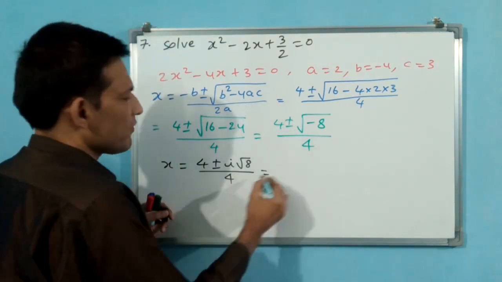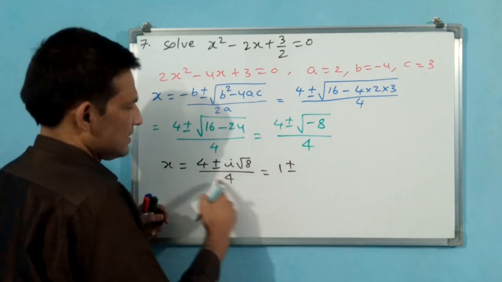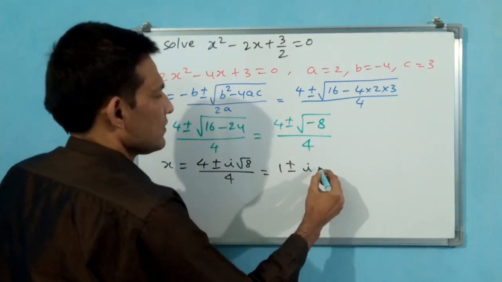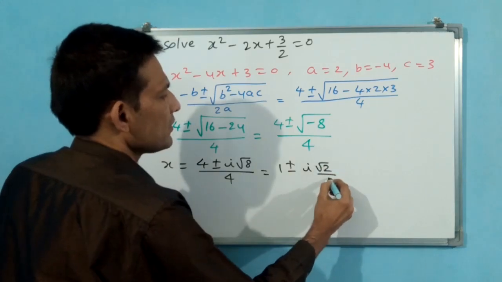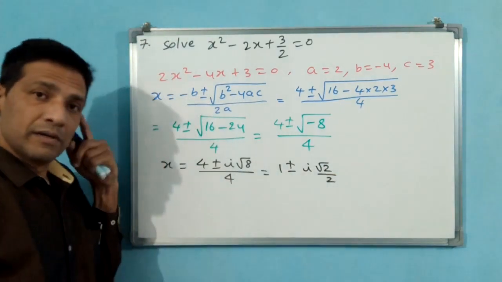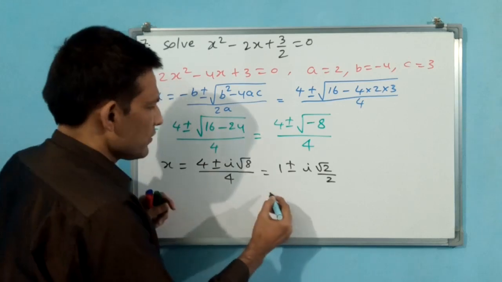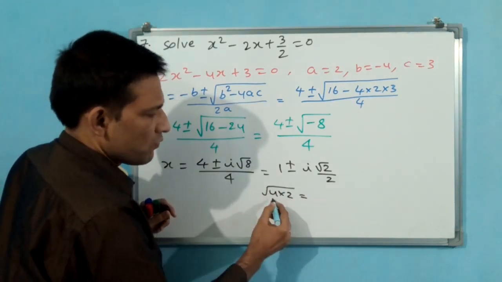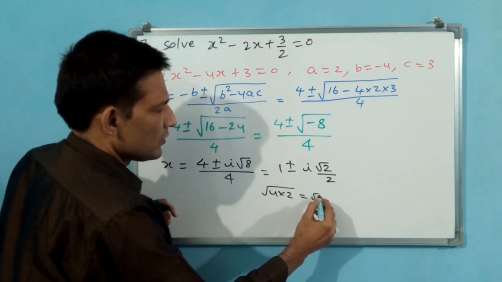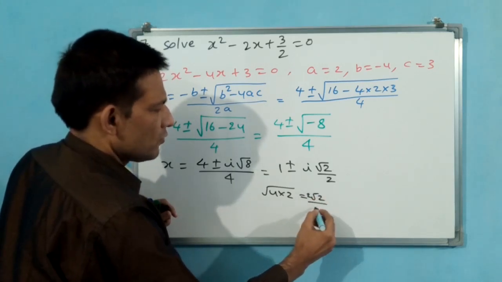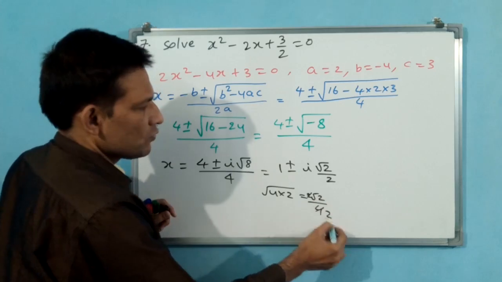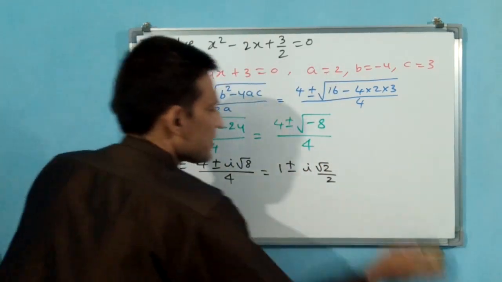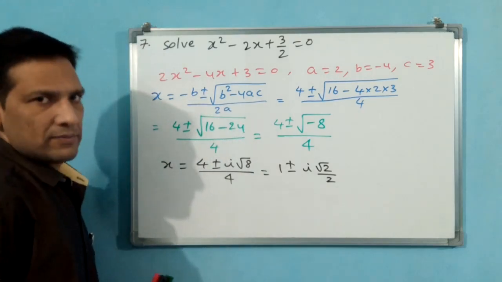You see, 4 by 4 I am writing, then 1 plus or minus 4 by 4, i root 2 by 2. Is it okay? Why? Because see, 2 root 2 is going to come. 8 means 4 into 2 under root, that is equal to root 4 is 2, root 2, by 4. 2 times goes, root 2 by 2. This will be your final answer: 1 plus or minus i root 2 by 2.